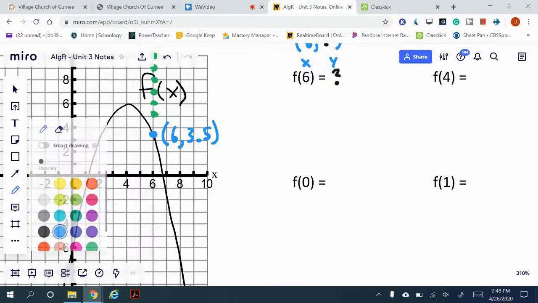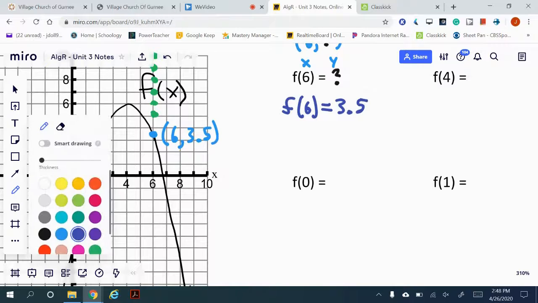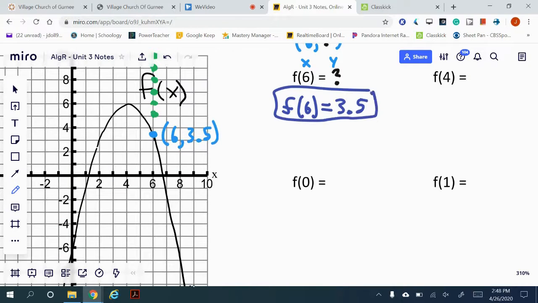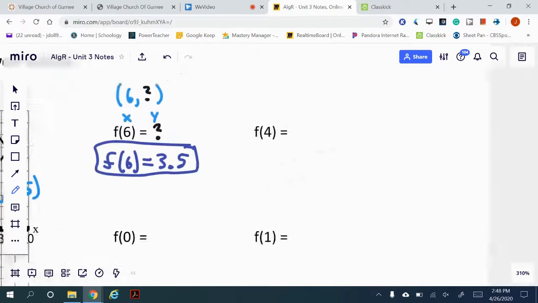So when we look at this ordered pair, I would say that this ordered pair is 6, 3.5. Which means, guys, in my function notation, what does f of 6 equal? f of 6 equals 3.5. And remember, this is the answer we're looking for, not the ordered pair. We start in function notation, we end in function notation. Let's do another one here.